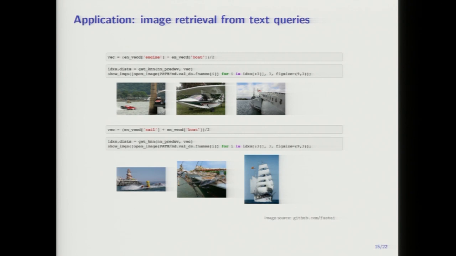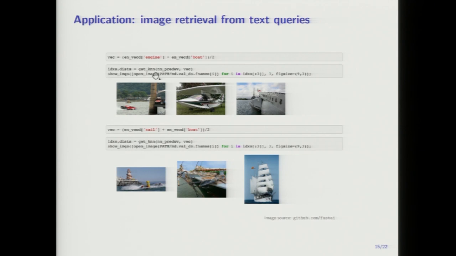So let me just go over a few applications of this. We now have this ability to map images to a space where we also have this semantic ability with words. This is just an example from Fast AI. I think this is basically trained on the ImageNet data.